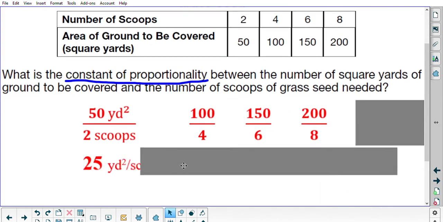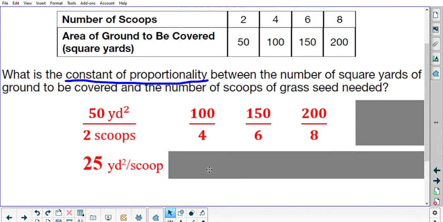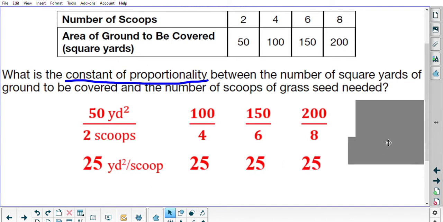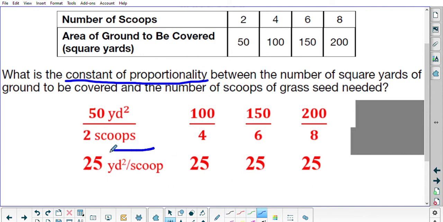If you divide, you're going to get 25 square yards per scoop. And that's going to continue. That is your constant ratio, which is another way of saying the constant of proportionality. And so that's the answer. That's our constant of proportionality.